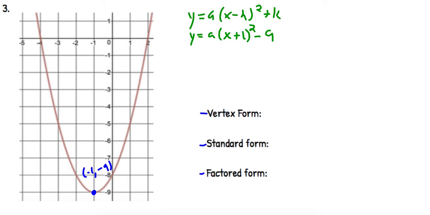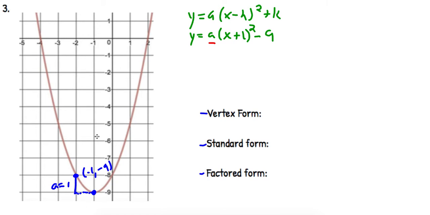Now I just need to figure out what that a value is. If you watched the last video, I showed you a little trick to find the a value just by looking at how the step pattern changes on our parabola. I'm going to go to my vertex and go out 1 unit in the x direction, and then I'm going to see how far I go up or down. In this case, I go up 1 unit, so that means that the a value is going to equal 1.